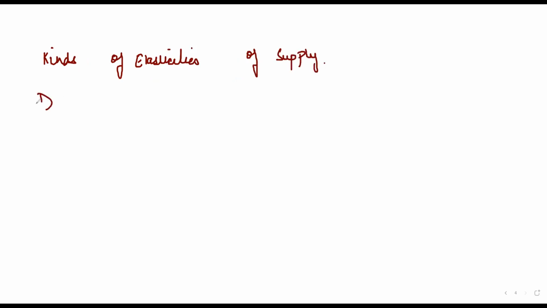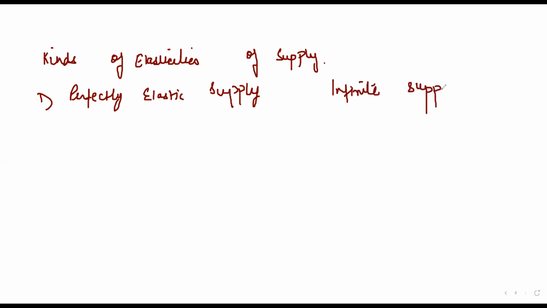Now, the first kind of elasticity which we are going to take up is perfectly elastic supply. Okay, perfectly elastic supply. You know what is elastic? Something which is very flexible, right? So similar to that, we have perfectly elastic supply. Now, what happens in this? Let us first understand. In this case, there is infinite supply. That means there is no limit. There is infinite supply at a particular price.